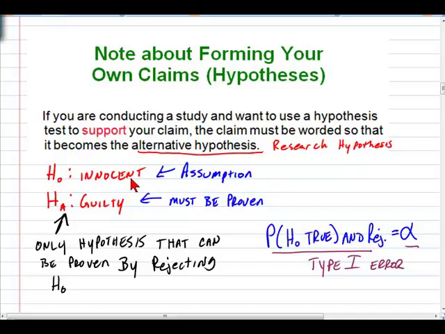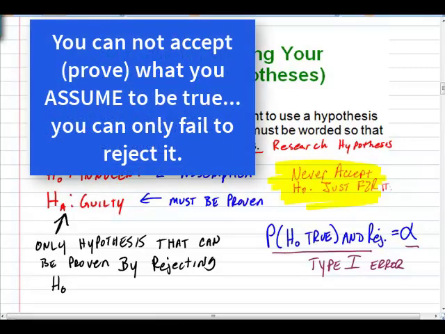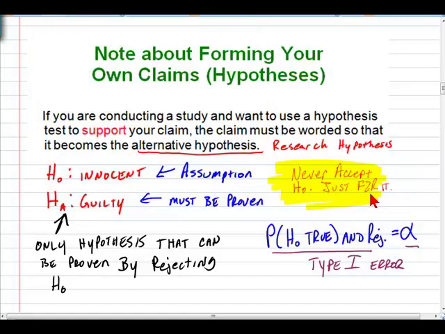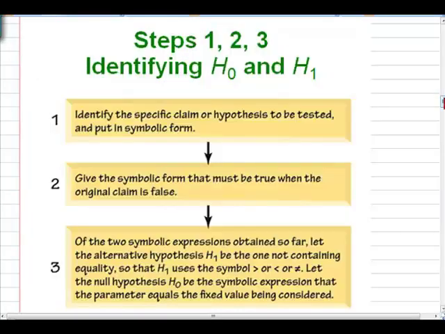So does that kind of help you see that we never accept a null hypothesis? We just fail to reject it. We never accept a null hypothesis, just fail to reject it. F2R is my abbreviation for fail to reject. It's so much shorter than writing it all out. Steps 1, 2, and 3 for identifying the null and the alternative hypothesis.